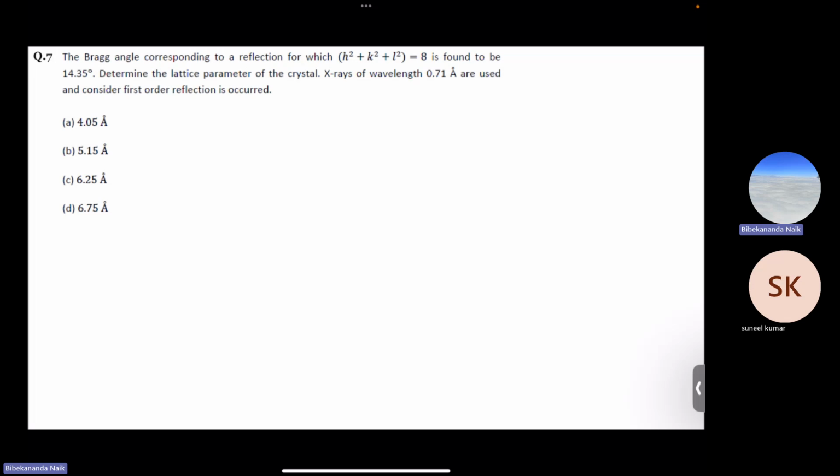So the Bragg angle 14.35 degrees will only correspond to the Miller indices, or the interplanar spacing, for which h square plus k square plus l square equals 8. Then we need to determine the lattice parameter of the crystal, where X-rays of wavelength 0.71 Armstrong are used and first order reflection occurs.